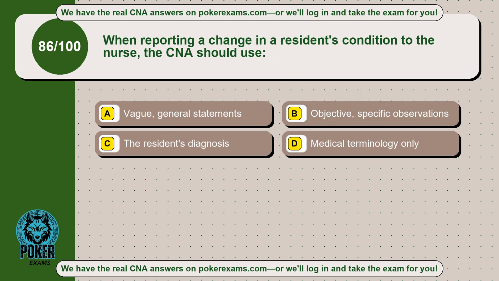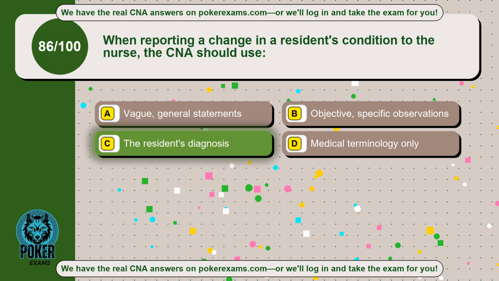Question 86. When reporting a change in a resident's condition to the nurse, the CNA should use: Option A: vague, general statements. Option B: objective, specific observations. Option C: the resident's diagnosis. Option D: medical terminology only.